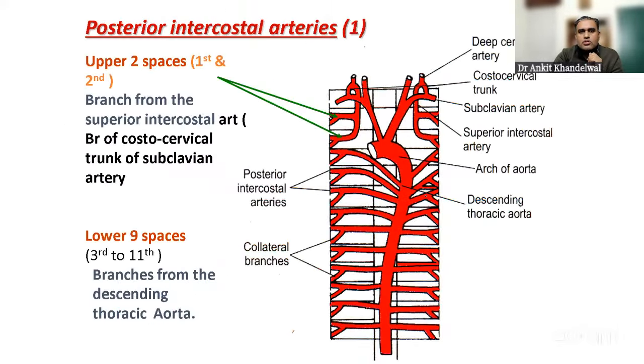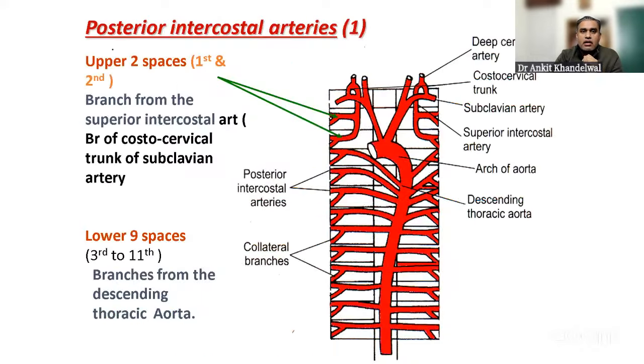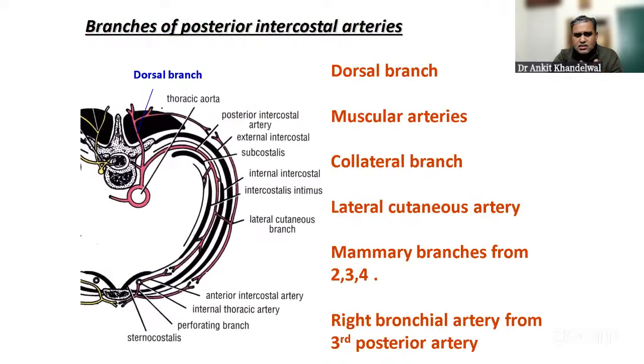Similarly, this is the image over here showing us the anterior. This is about the posterior. So we have upper 2 and the lower 9 spaces over here. Upper 2 coming from the subclavian artery, and lower 9 coming from the descending thoracic aorta over here. Diagrams are useful. Similarly, for the veins, just a name.